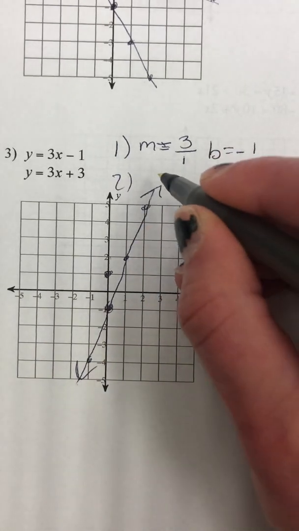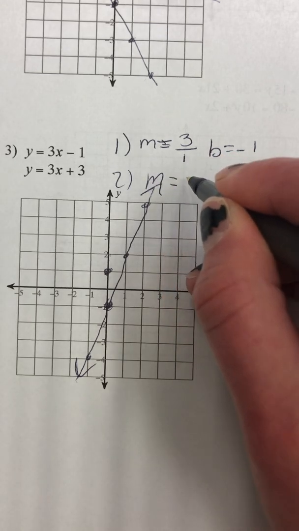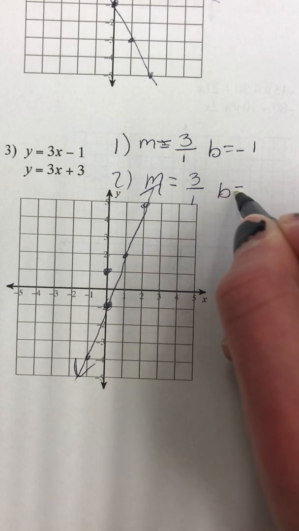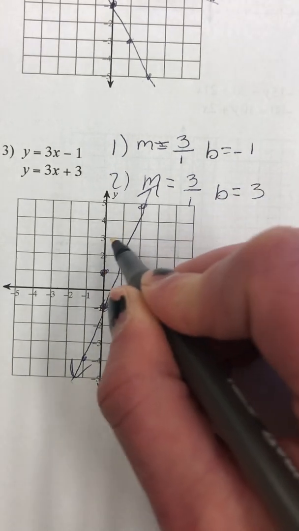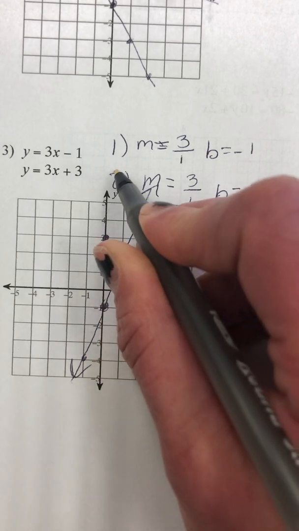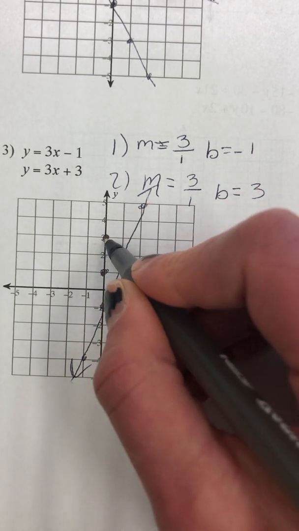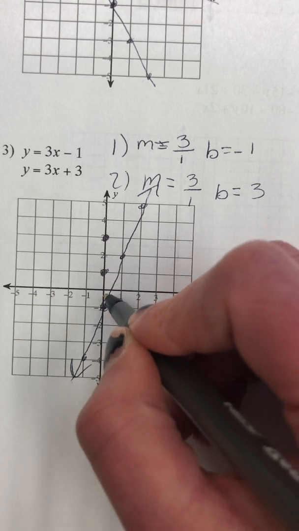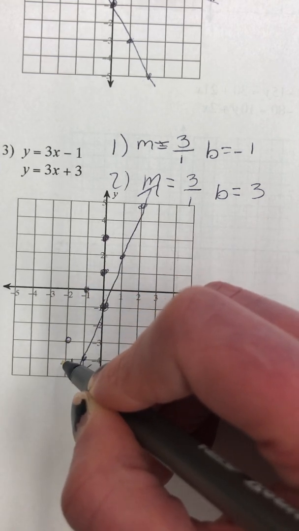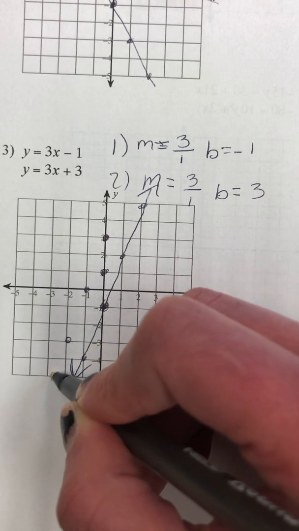For our second line, our slope again is 3. And remember, if it's 3, it's going to be over 1. And our y-intercept is positive 3. So our point is going to be here. Now, I can't really go up 3 to the right 1, so I'm going to go down 3 to the left 1. Down 3 to the left 1. And this is going to be my line.